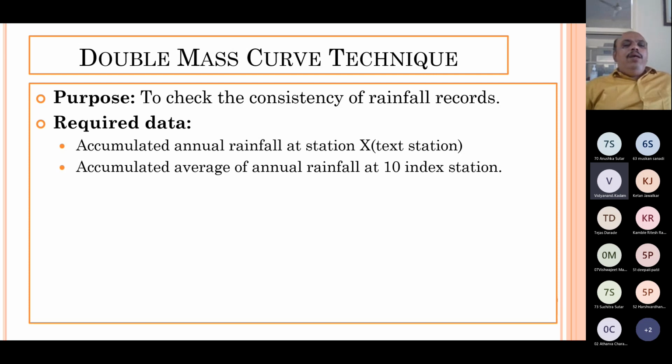Then we also need the accumulated average of annual rainfall at 10 index stations. As we have considered accumulated annual rainfall at the test station, that is station X, similarly we have to consider 10 surrounding stations. We know that surrounding stations are known as index stations. So for these 10 stations, again we need the accumulated average of annual rainfall values. If we have these two data sets, then this curve can be plotted, which is known as a double mass curve.